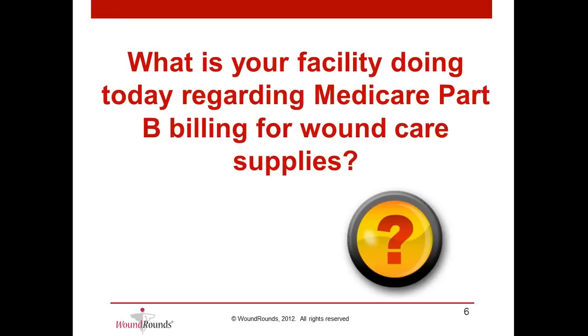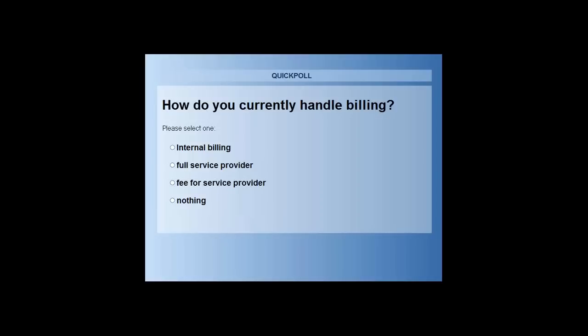Start thinking a little bit about what your own facility's process is for Part B billing for wound care supplies. With the uncertainty today of reimbursement and cuts in Medicare, it's really imperative for facilities to optimize all their reimbursement potential, whether that means bringing the billing in-house to create another revenue stream or utilizing those third-party billers to alleviate the overall costs of products. So start thinking about this, and let's do a quick poll to see what the bulk of everyone out there is doing today currently with their billing.